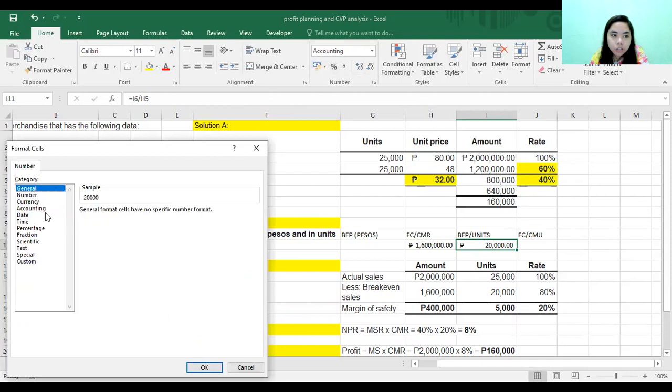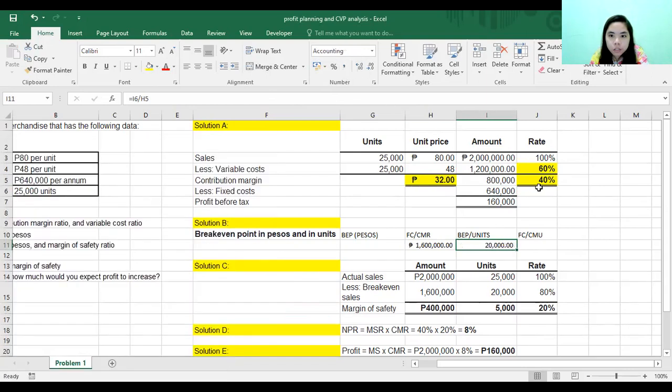It's a general number. 20,000 units. So you have to sell 20,000 units to be at break even. Okay, so to check.